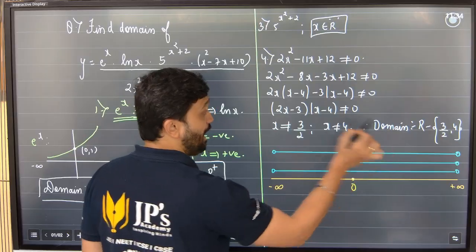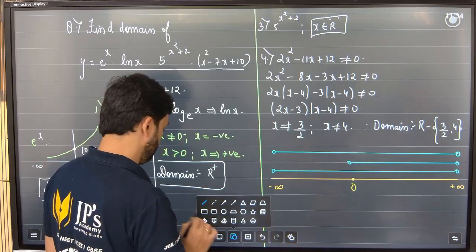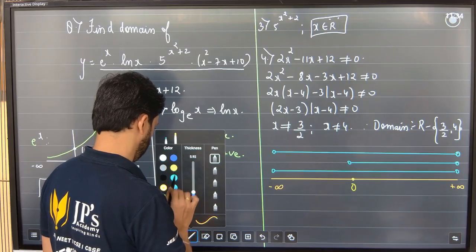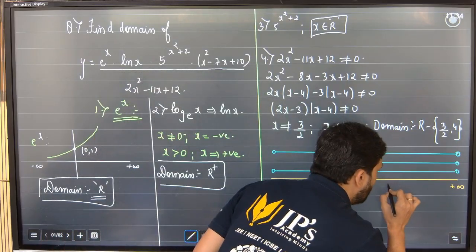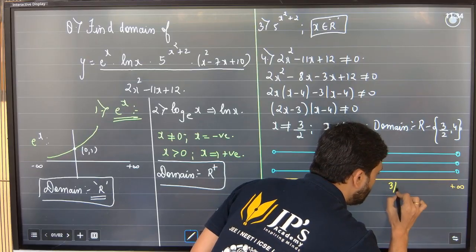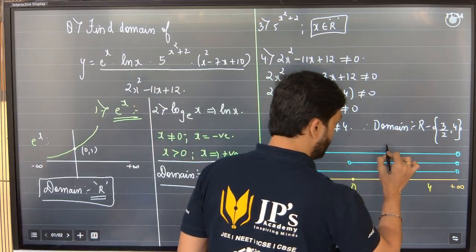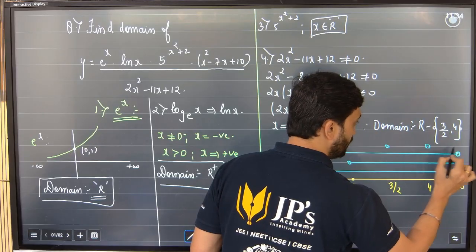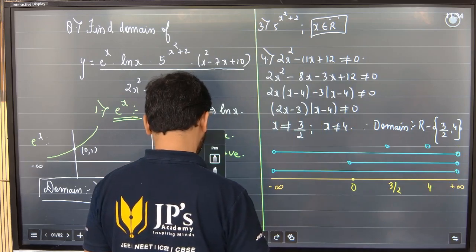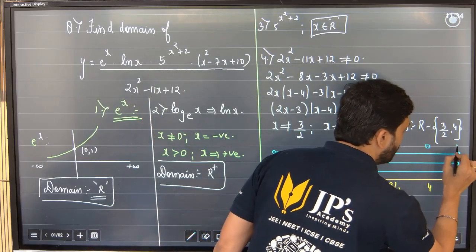Last part, I can use all real numbers except 3 by 2 and 4. तो हम लोग प्लॉट कर लेते हैं. यहाँ पे मैंने ले लिया, say for example, यहाँ पे ले लिया 3 by 2, और यहाँ पे ले लिया 4. Now I have understood कि 3 by 2 इंक्लूड नहीं होगा, 4 इंक्लूड नहीं होगा और इन्फिनिटी इंक्लूड नहीं होगा.